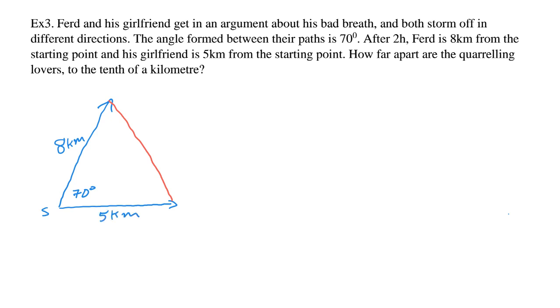All right, okay. So in order to figure out if this is a cosine law, we got to take a look. Is this a side, an angle, and a side? Now, another way of finding out if this is a cosine law, also known as elbow law, we look. Hey, there's our side, and the angle between it. Boom, it's an elbow law. So that means we have to use some form of cosine. So let's see what else they asked. How far apart are the quarreling lovers to the 10th of a kilometer?